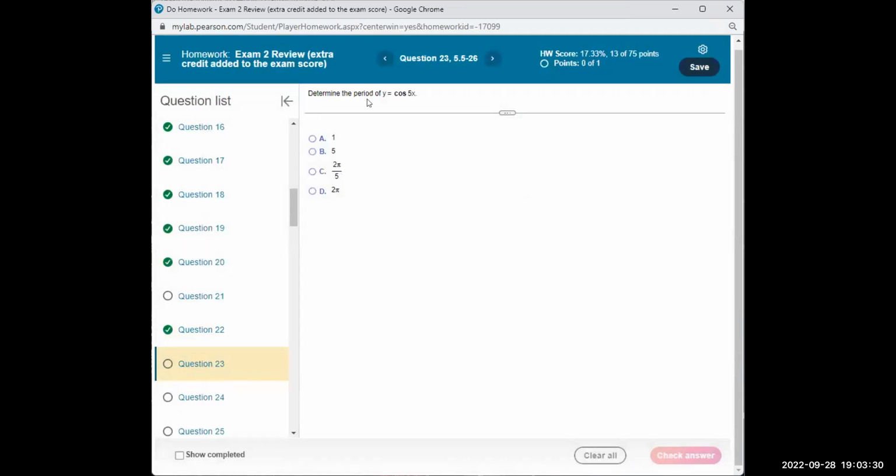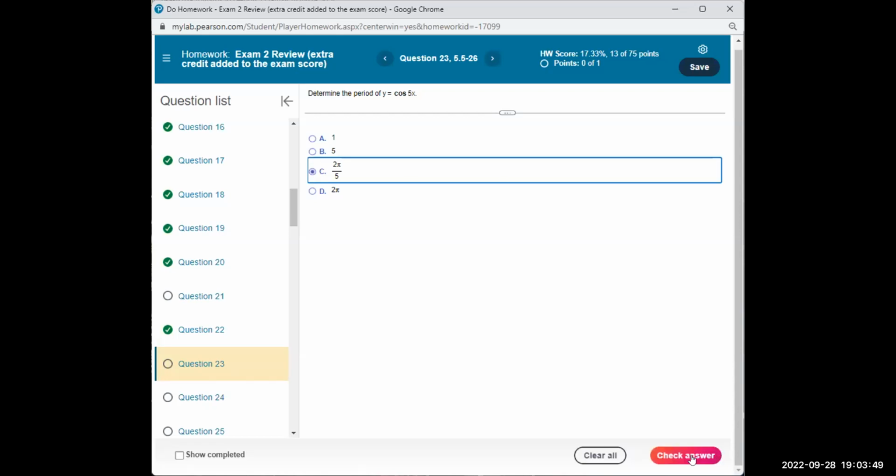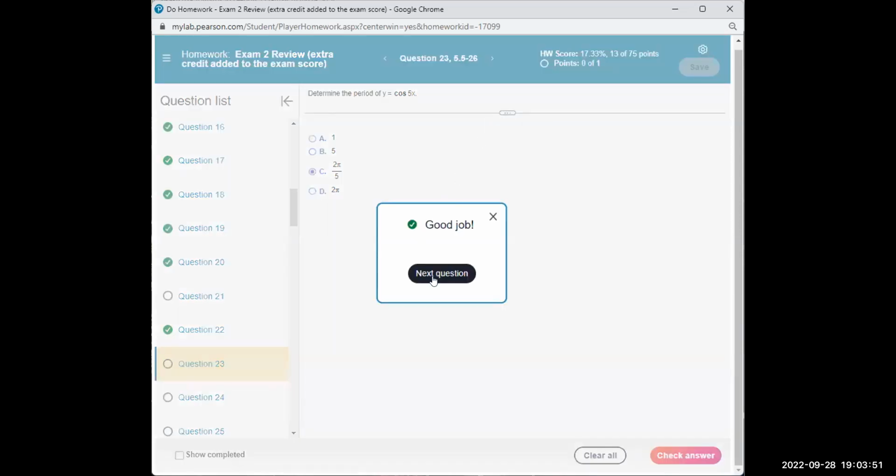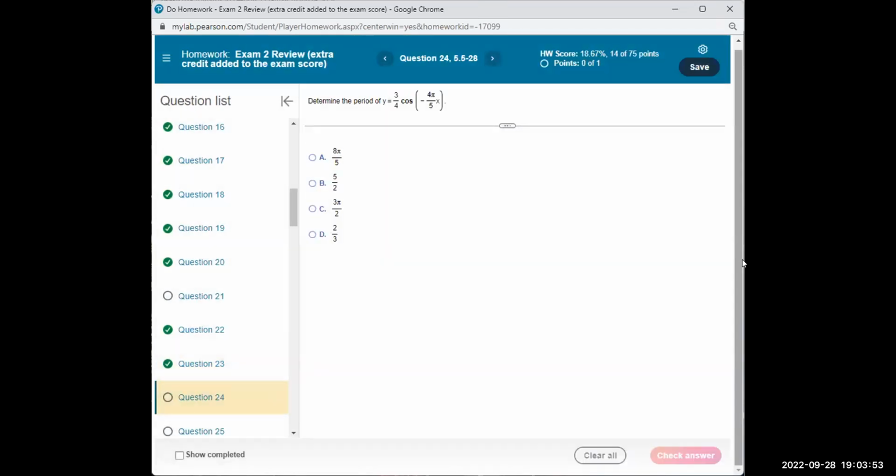All right. It says determine the period of y equals cosine 5x. The period is 2 pi divided by the b constant, which is in front of the x. And that would be C, 2 pi divided by 5.